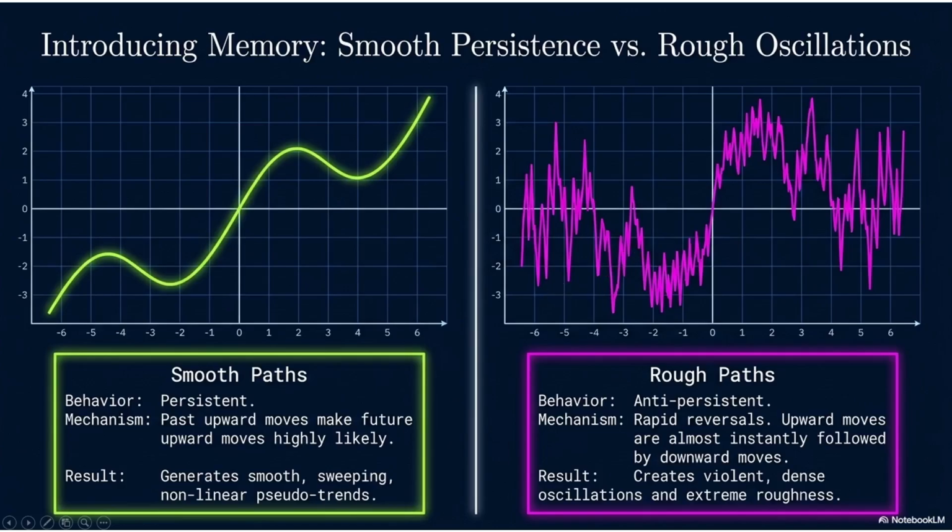But what happens when we remove that assumption of a memoryless market? On this slide, we will introduce memory, which gives us two entirely new types of path behaviors: smooth persistence versus rough oscillations. Here on the left, we have the smooth path. Notice how it sweeps in a non-linear pseudo-trend. This happens because the process is persistent. Past upward moves make future upward moves highly likely.